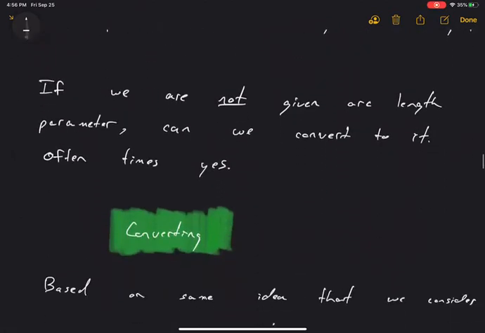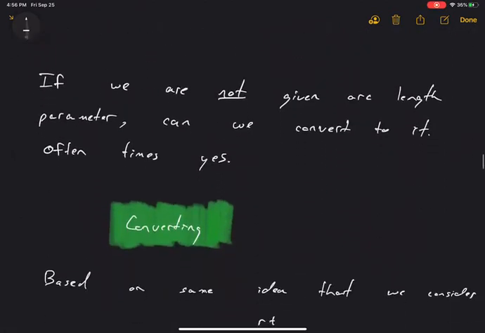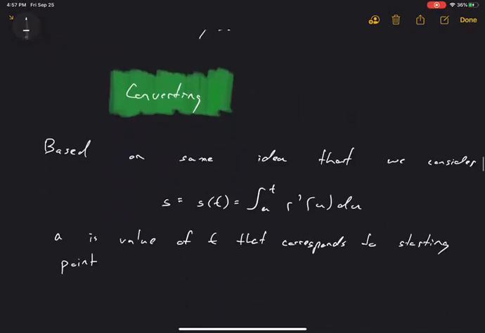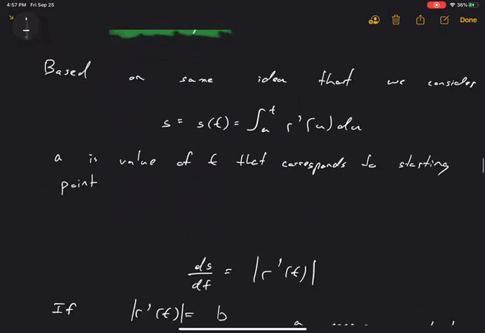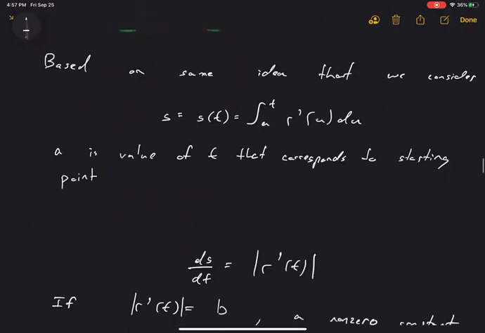Now, the next question that pops up is, okay, what if we're not parameterized in terms of arc length? Can we convert from some parameter to the arc length parameter? And the answer is yes. And it's based on this same idea that we've seen already.